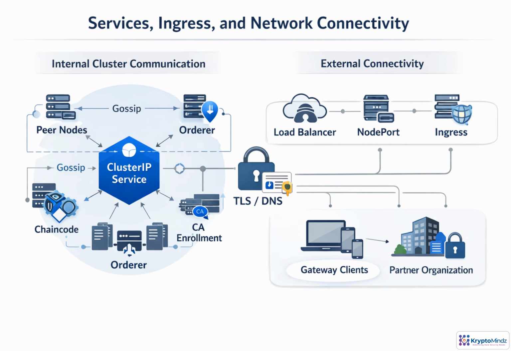Networking comes down to choosing the right endpoint for each traffic path. Inside one Kubernetes cluster, cluster IP services usually handle peer gossip, chaincode, CA, and orderer communication without exposing pods directly. For clients or partner organizations outside the cluster, you may introduce load balancers, node ports, or ingress depending on security and routing needs. The critical detail is consistency. The DNS names clients use must match TLS certificate SANs, or Fabric connections will fail during the handshake.